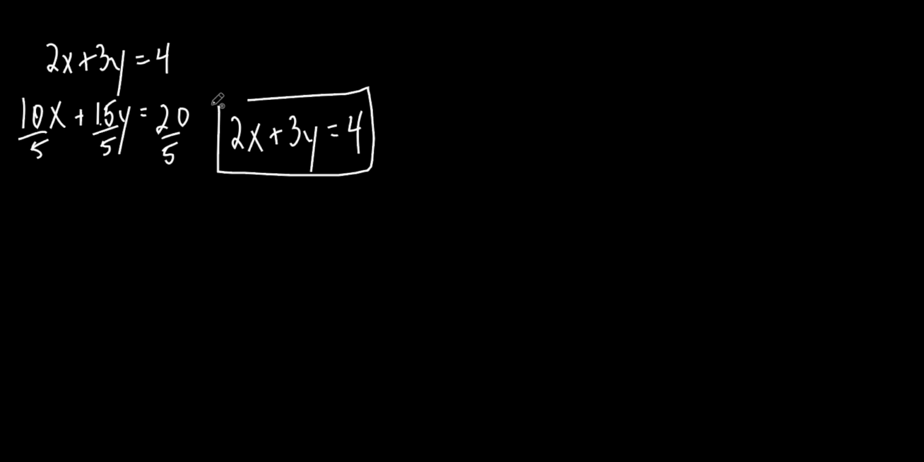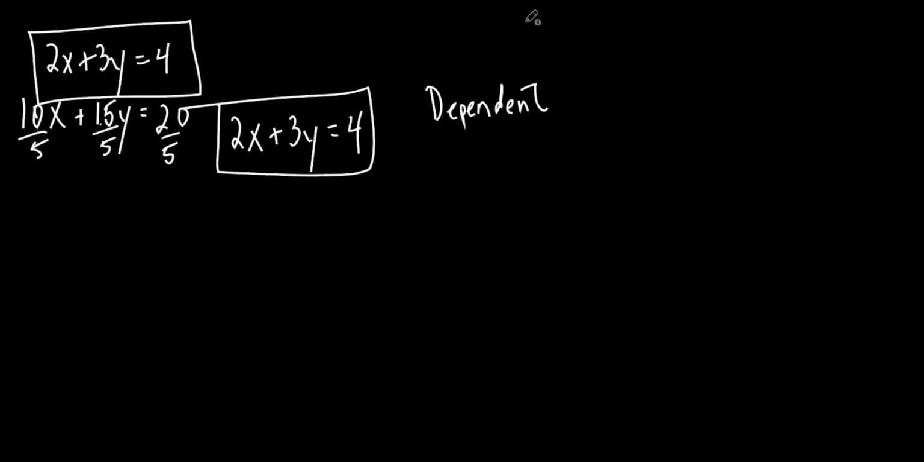Look at this, and look at this. They're both the same exact equation. So if I was to graph them, then every single point would be in common, right? And what do we call that? That would be dependent, okay? So the question they ask, is it dependent or independent? It would be dependent.